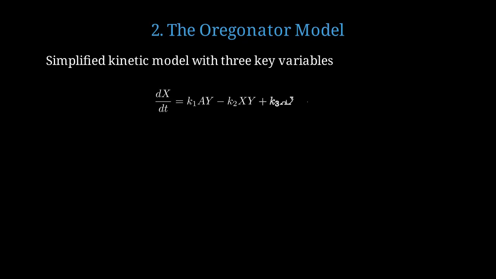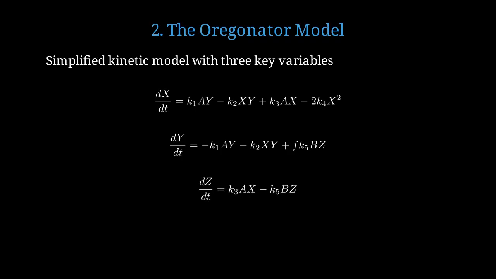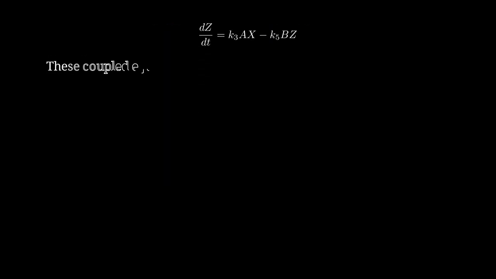The first equation describes the rate of change of species X, which represents the bromous acid concentration. The second equation gives the rate of change of Y, representing bromide ion concentration with a feedback term. The third equation describes Z, the oxidized catalyst, which oscillates between oxidation states. These coupled nonlinear differential equations produce limit cycle oscillations, meaning the system returns to a periodic orbit.